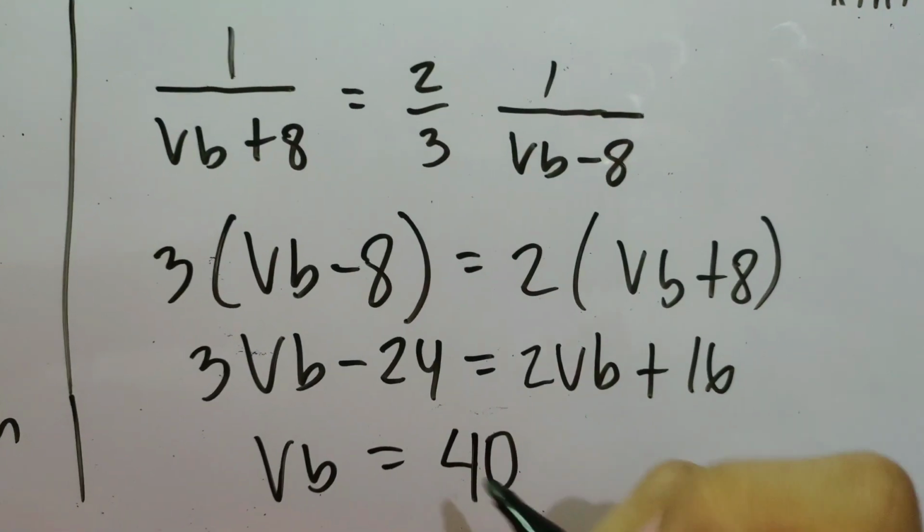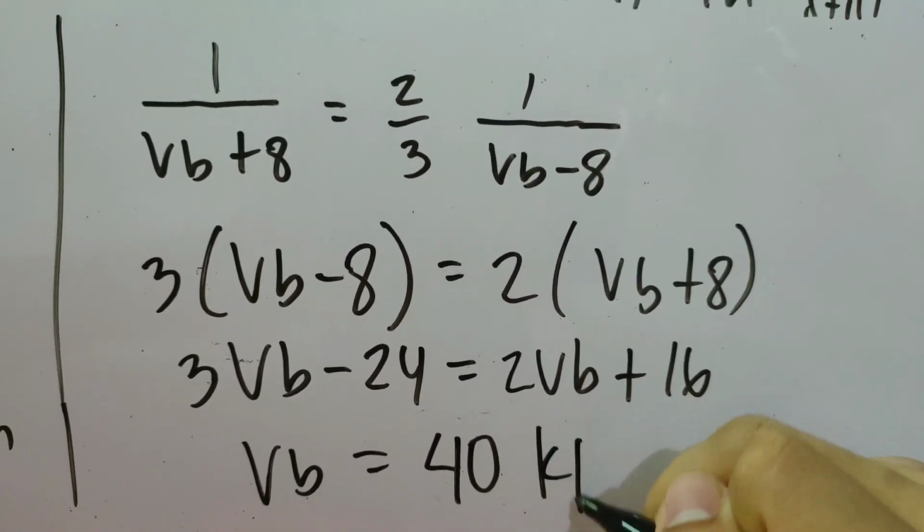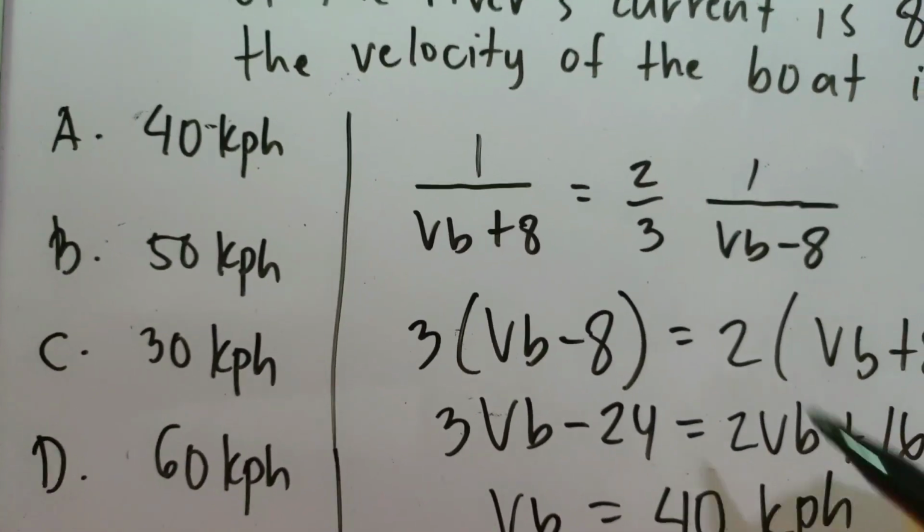So, ito na yung sagot natin. VB is equal to 40 km per hour. Sa choices, letter A ang tamang sagot.